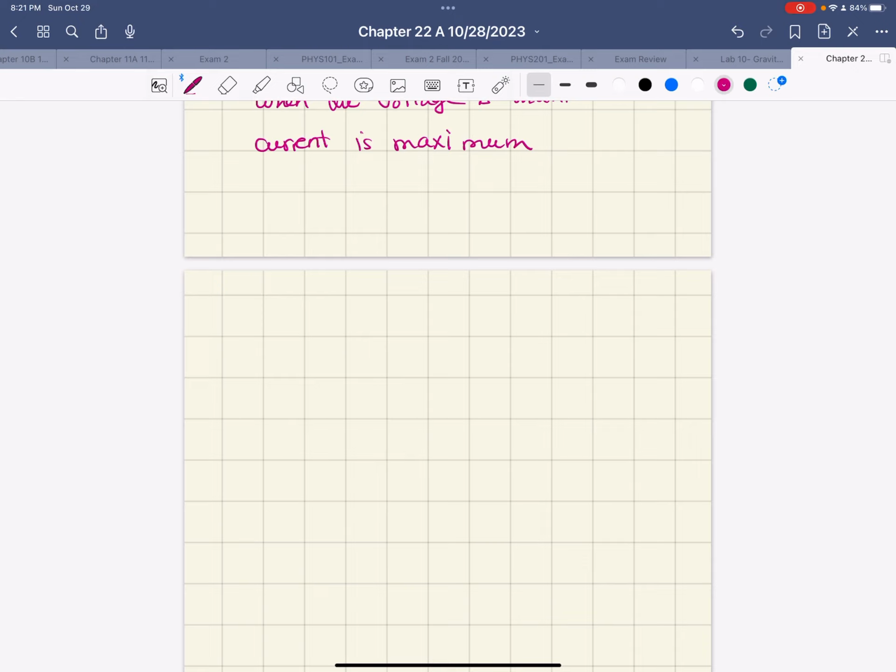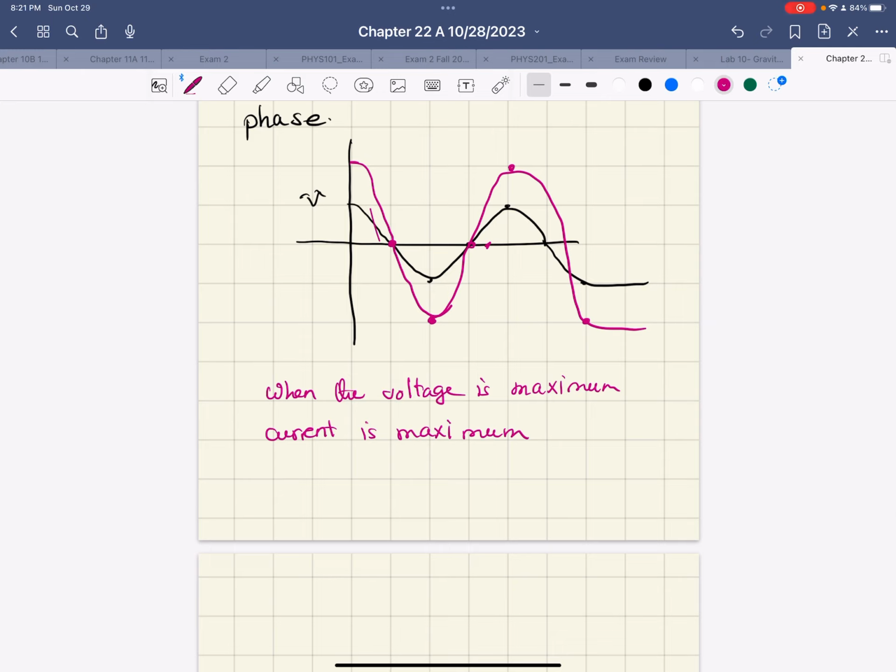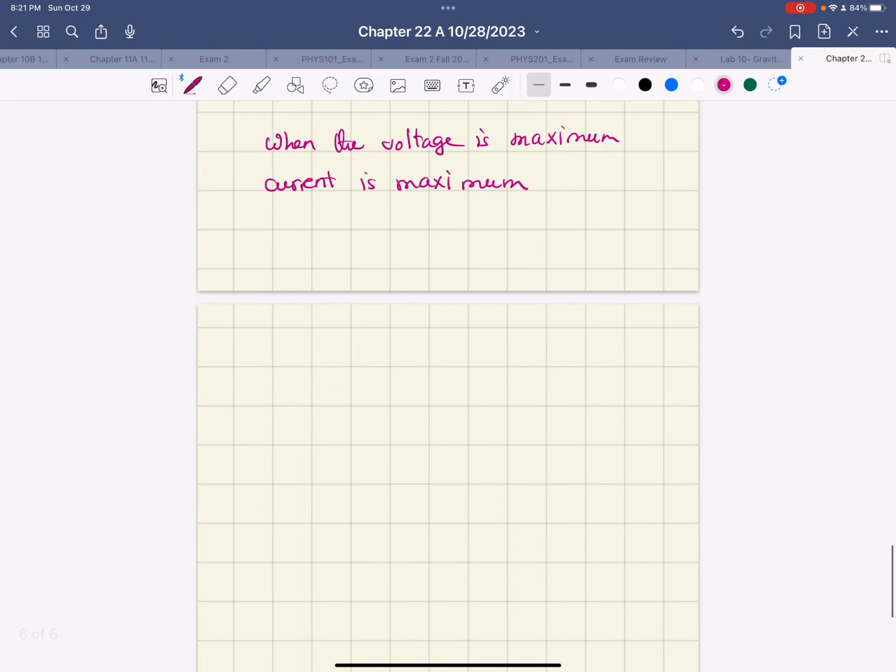All right, and therefore there is no lagging. They are moving together: the maximum with the maximum, the minimum with the minimum. They are in phase. None of them is lagging behind the other.